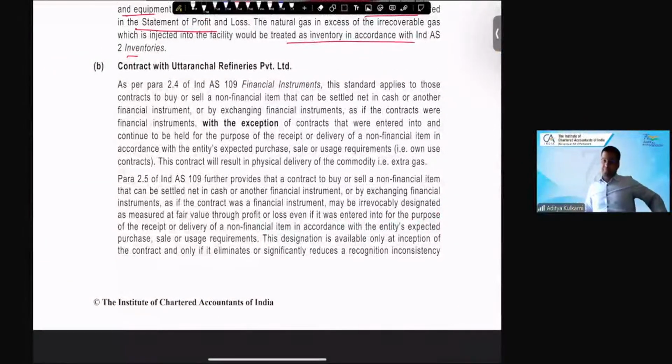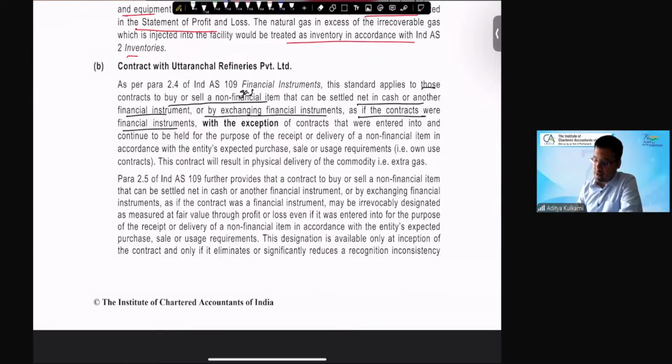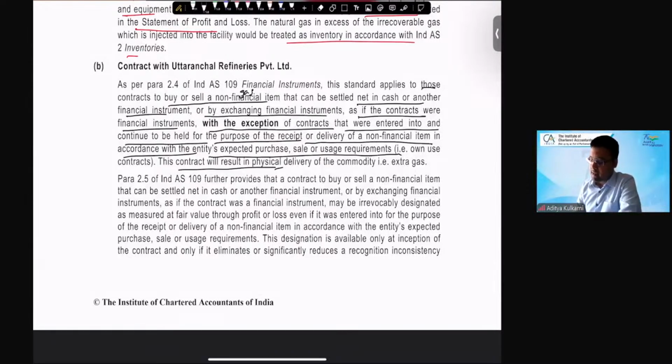All right. Now, ये कौन सा कॉन्ट्रैक्ट है? Ind AS 109 applies to those contracts to buy or sell a non-financial item, in this case gas, that can be settled net in cash or another financial instruments, or by exchanging financial instruments as if the contracts were financial instruments, with the exception of contracts that were entered into and continue to be held for the purpose of the receipt or delivery of a non-financial item in accordance with the entity's expected purchase, sale, usage requirements. This contract results in physical delivery of the inventory of the commodity, that is the extra gas.